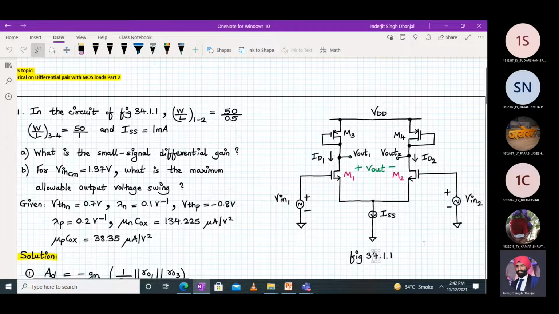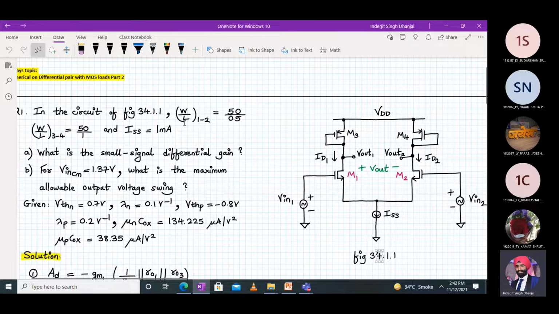Now, first of all, you have to identify which network this is. This is a differential amplifier with a diode connected load, correct? And the given data is as follows. W by L of 1, 2 is 50 by 0.5. W by L of 3, 4 is 50 by 1. ISS value is 1 milliampere.